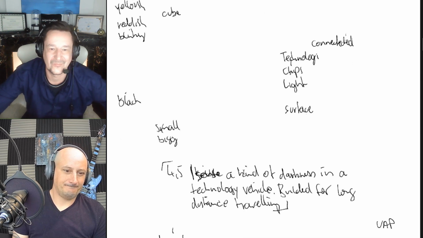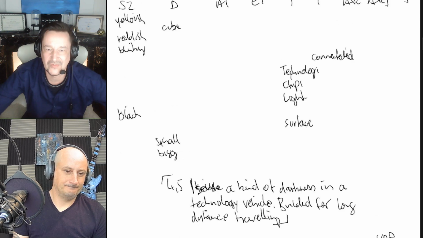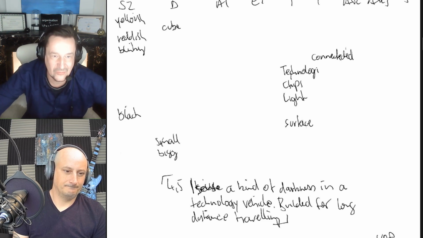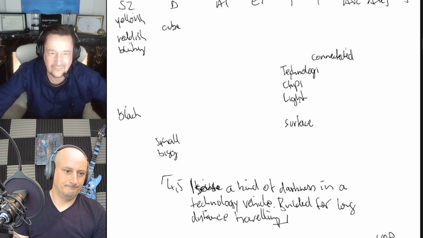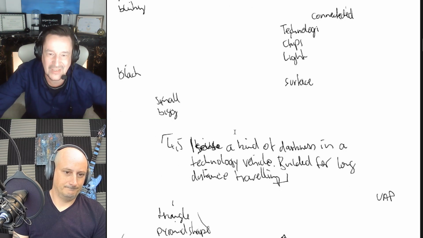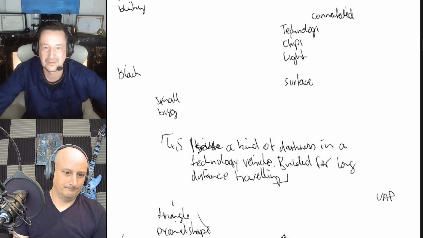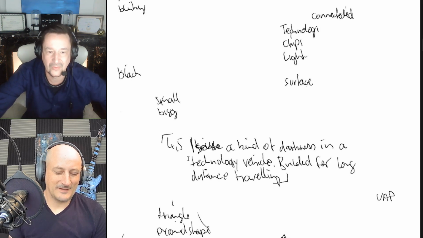Yeah. So then it came up to the stage 4.5 where I cannot hold this in one word descriptors anymore. Sentence popping up in my mind. It was yellowish, it had cube dimensional, reddish, blinking. It is about the concept of connected. I can touch a technology, chips and light. It's black and I can touch a surface. It's small, big. S4.5. I sense a kind of darkness in a technology vehicle built for long distance traveling. It pops up from nowhere and it will be in stage 4.5. And so on and so on.